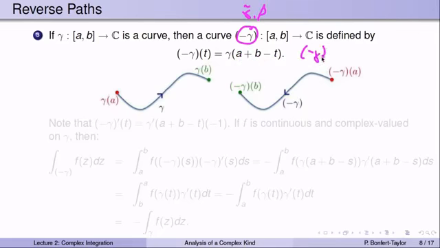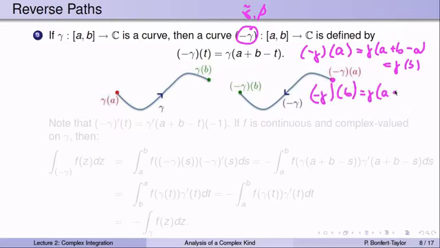So if you take minus gamma and evaluate it at its initial point a, what you actually get is gamma of a plus b minus a, which is gamma of b. So the initial point of the curve minus gamma is actually the point where the original curve gamma ended. So in this picture down here, gamma ends at gamma of b, but that is the starting point of the curve minus gamma. Furthermore, minus gamma of b is gamma of a plus b minus b, so that's gamma of a. So minus gamma ends where gamma used to start.